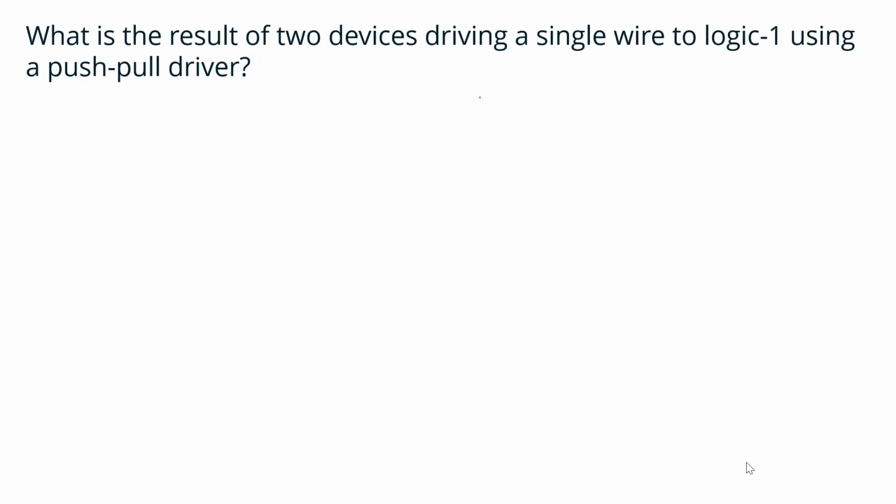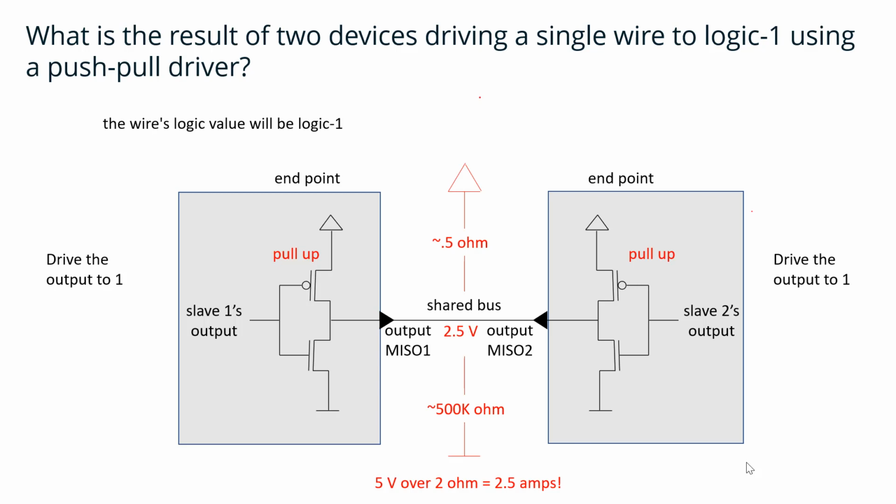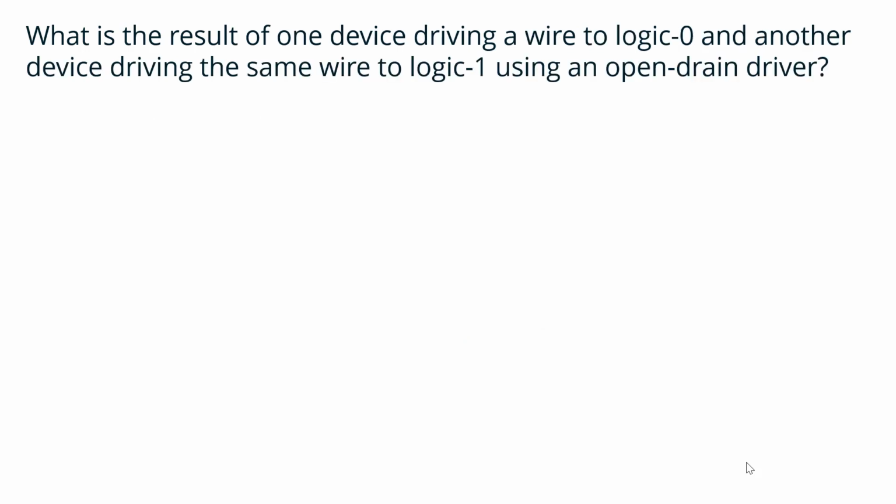What is the result of 2 devices driving a single wire to logic 1 using a push-pull? Well, this is a little bit of a misleading question because you don't actually drive. Oh, sorry, never mind. No, this is push-pull. So with push-pull, you do pull up, right? So 2 devices trying to drive a signal wire to logic 1, meaning they're both pulling up, so it'll be 1, right? They're both driving one wire. That's not good, but at least they're both driving to 1, so the logic level will be 1. But you want to avoid that situation.